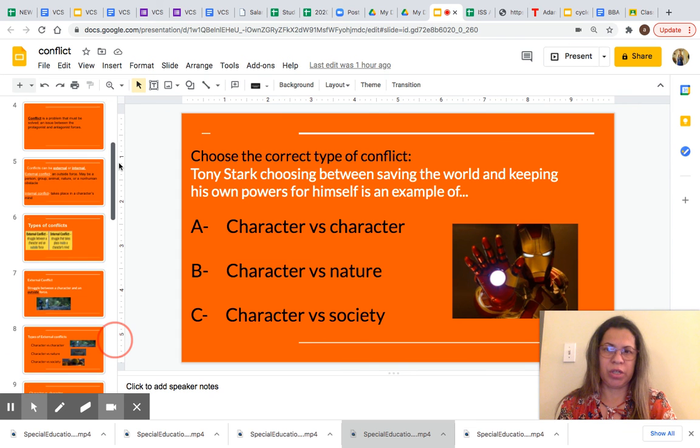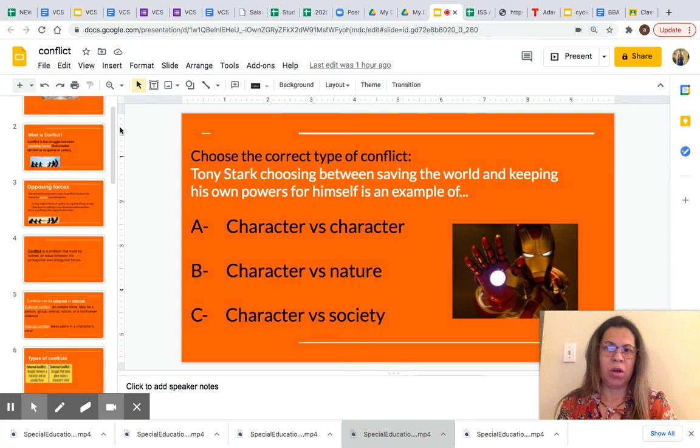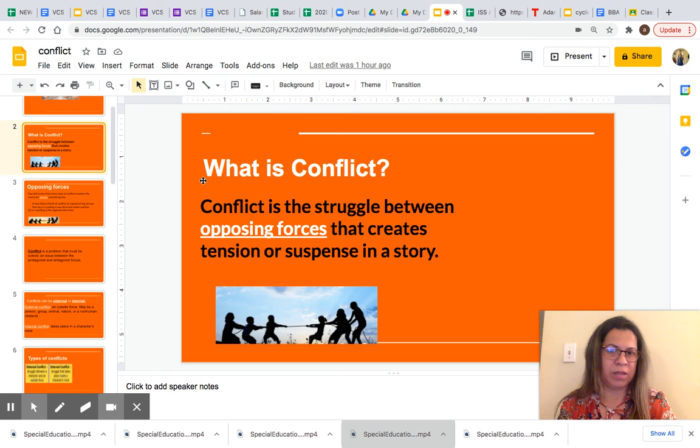Today, we learned about conflict, and conflict is the struggle between opposing forces that creates tension or suspense in a story. We also learned about different types of conflict.